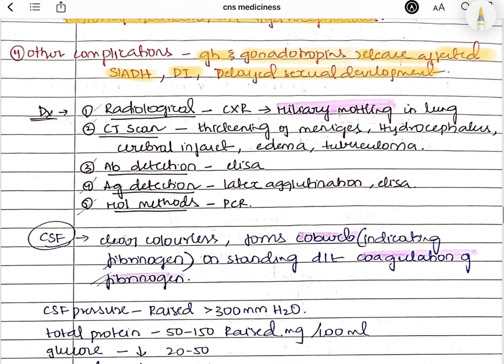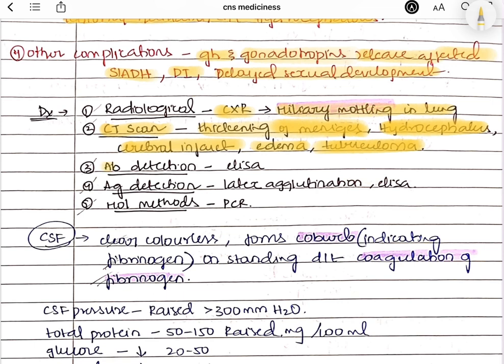Coming to the diagnosis, you can do a chest X-ray. You can see miliary mottling in the lung. A primary focus can be seen, which is called the Ghon's focus, I guess. And in the CT scan, you can see thickening of the meninges because the bacteria go and deposit in the meninges. It will cause inflammation and infection there, leading to thickening of meninges. Hydrocephalus because of blockage of CSF, and cerebral infarction because the rising intracranial pressure leads to vasoconstriction and cerebral ischemia. Then edema and tuberculoma can also be seen, right? Also you can see the Rich focus in the brain, the metastatic caseous lesions, right?